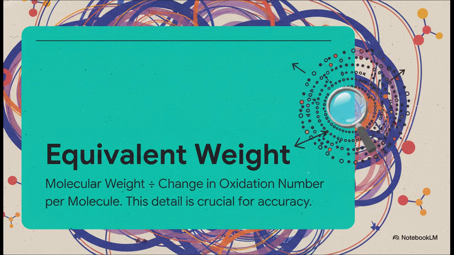So for instance, let's say your reaction shows 2 molecules of a drug, losing a total of 10 electrons. You wouldn't use 10 in the formula. You'd use 5, because that's the change for just one molecule. It seems like a small thing, but it's totally crucial for getting an accurate answer.